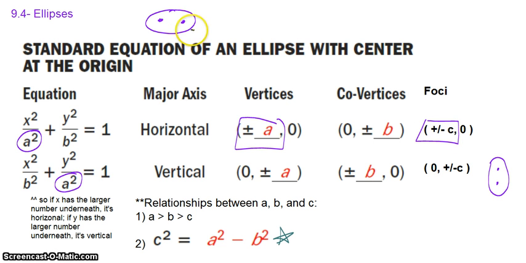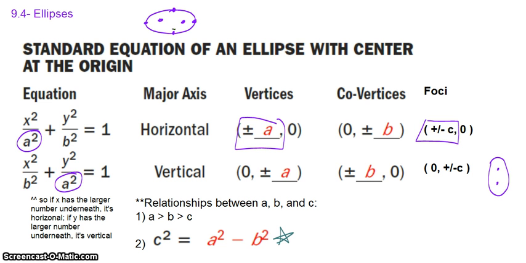Foci are going to be a little bit to the left and right, toward the center of the ellipse from our vertices. And co-vertices are helping out, but they're the shorter ones, a little bit closer to the center, which for us is going to be 0, 0.